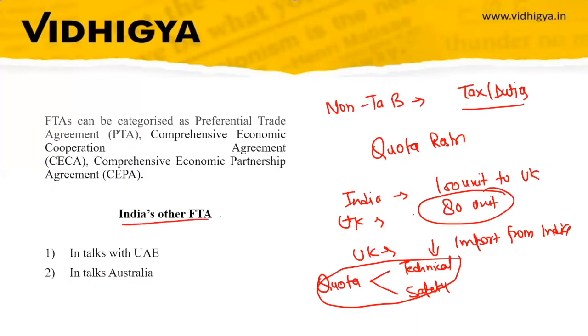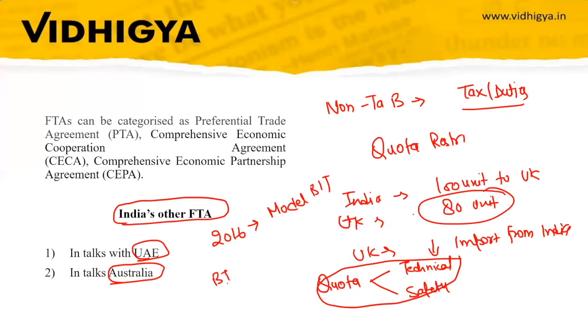India is also in talks with other countries for FTA agreements. India is in talks with UAE and Australia. One more thing, in 2016, India came up with the model BIT. BIT is Bilateral Investment Treaty. On the basis of this model BIT, the FTA will be signed. Post adoption of model BIT, India did not sign a free trade agreement, but India has modified various trade agreements with other countries on the basis of BIT. So these three are the current FTA negotiations: one is the UAE, the other is Australia, and then the UK.